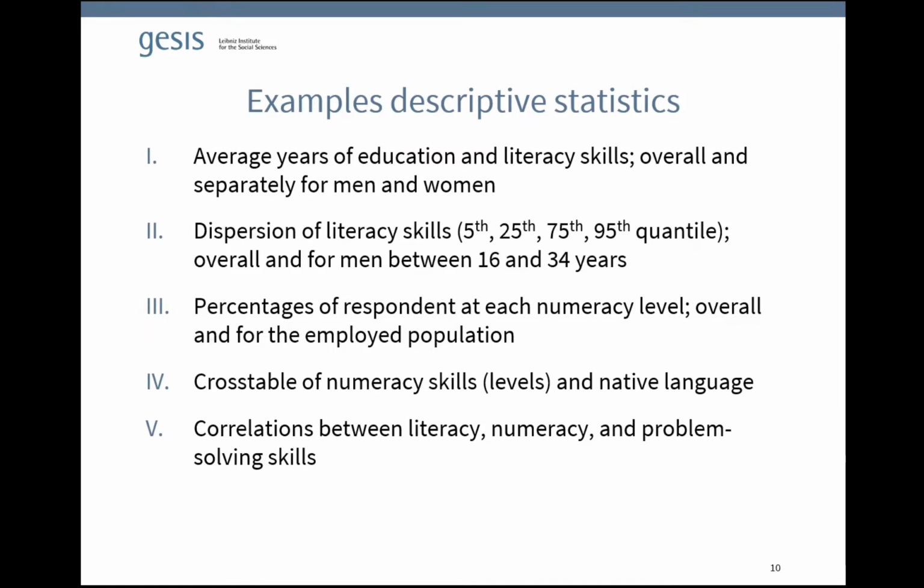Our first examples are descriptive statistics on average years of education and literacy skills, overall and by gender. Literacy skill dispersion, overall and for men between 16 and 34 years. Percentage of respondents at each numeracy level, overall and for the employed population. A cross-table of numeracy skills in native language. And the correlations between all three skill domains.